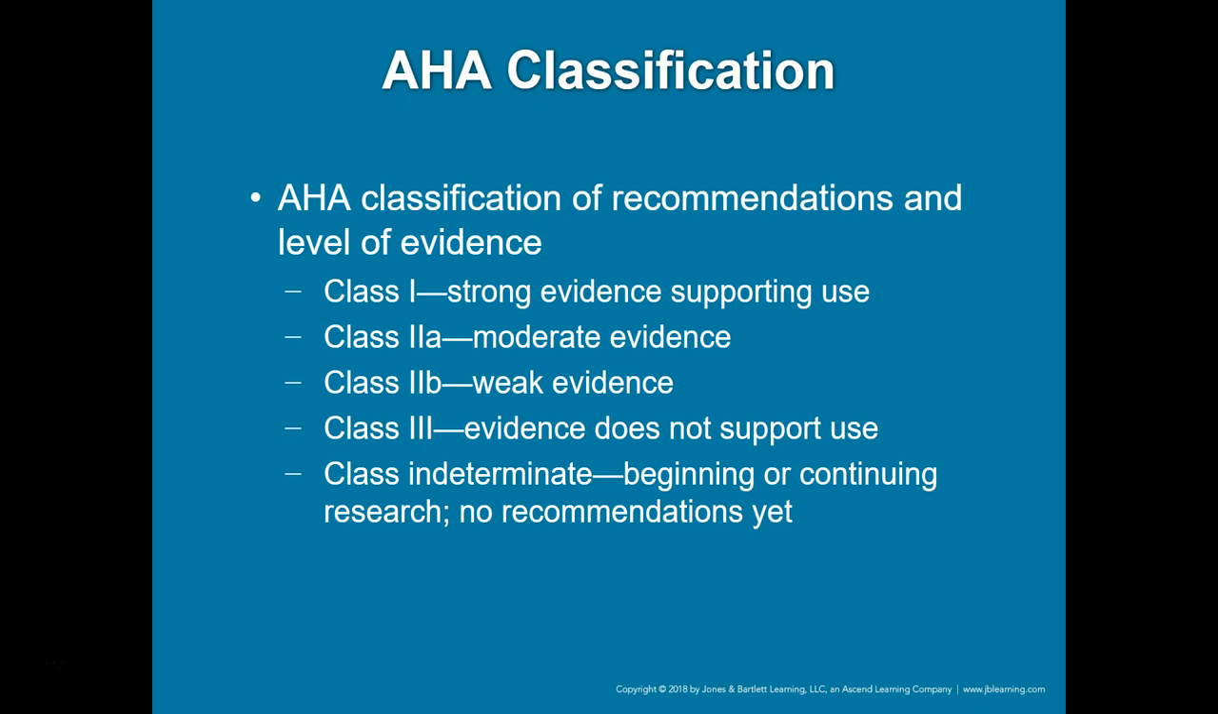Class 2A, moderate evidence. We think it's good. Class 2B has weak evidence. Well, we don't really know whether it's helping or not, but it doesn't seem to be hurting. That sort of thing. And then class 3, it's like, well, there's not really any evidence to say this is going to help. So they classify all their drugs. And then class indeterminate, there's just no real research on that at this time.